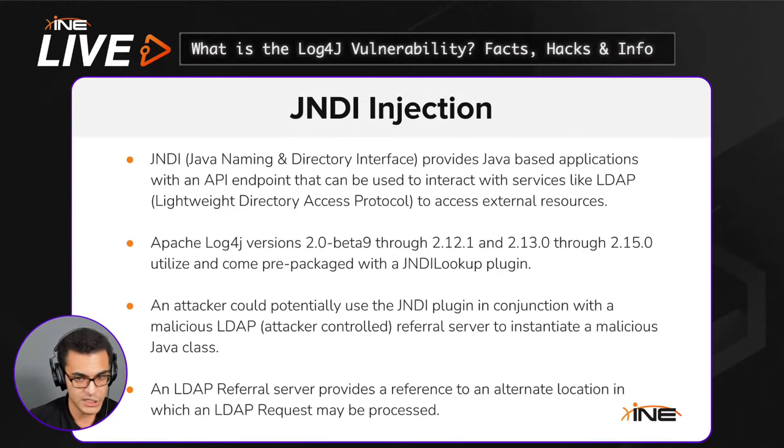And again, the JNDI lookup plugin, as I said, can be used to interact with directory services and other remote services in order to access external resources. So an attacker could potentially use the JNDI plugin in conjunction with a malicious LDAP referral server that's being controlled by the attacker to instantiate a malicious Java class.